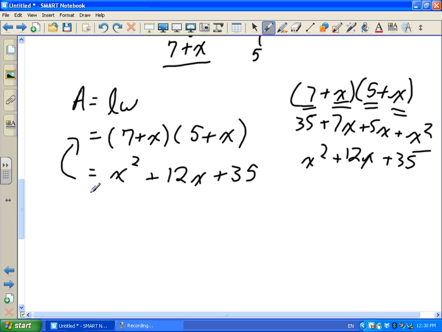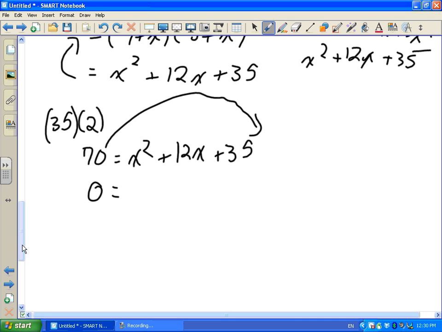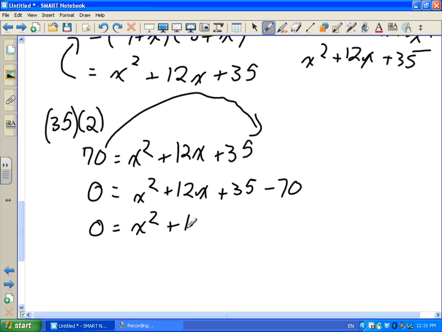So if our old area was 35, and they need to double it, we multiply by 2. So 70 is our new area, and the equation to our new area was our x squared plus 12x plus 35. Let's bring that 70 over so that this is set equal to 0. Sure we can. When I bring the 70 over, it becomes negative. So I have 0, x squared plus 12x minus 35. Now let's factor this and solve for our x's.